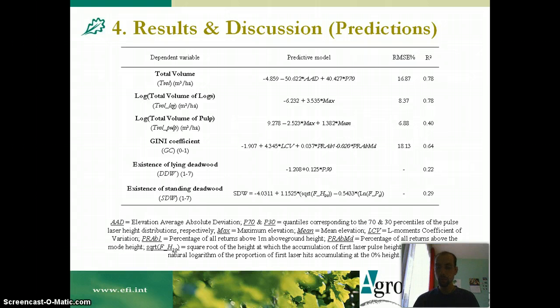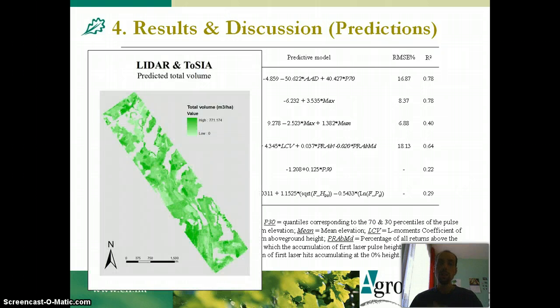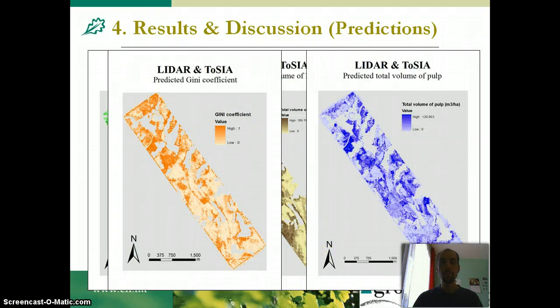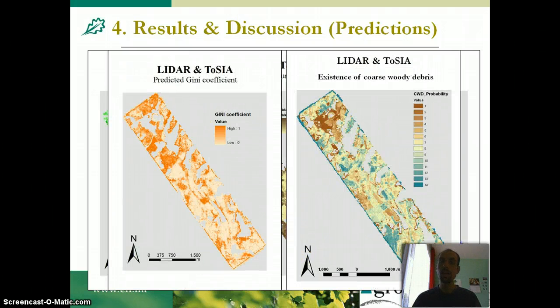of my predicted variables, and for that I used RMAP. So I would like to show you all the maps that I created. For example, the total volume of logs, total volume of pulp, the Gini coefficient, and finally the probability of existence of coarse woody debris.